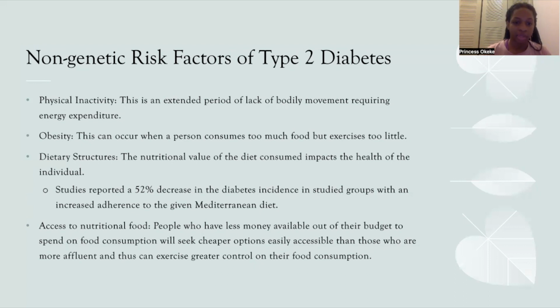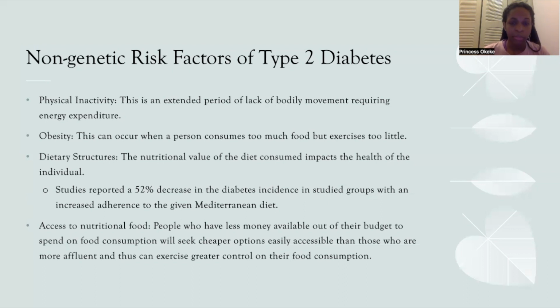The dietary structures: the nutritional value of the diet consumed impacts the health of the individual. It is shown that the Mediterranean diet actually helps to decrease the chance of having type 2 diabetes in contrast to the Western diet. You could say that the Mediterranean diet is characterized by high intake of legumes, vegetables, fruits, nuts, and whole grains, with low intakes of seafood, poultry, and dairy.